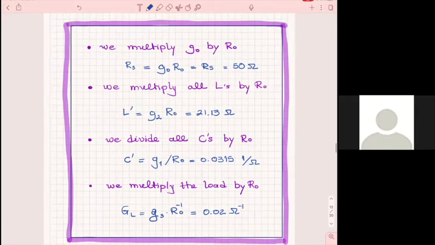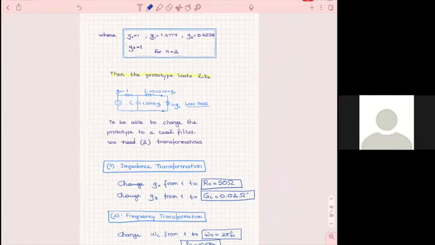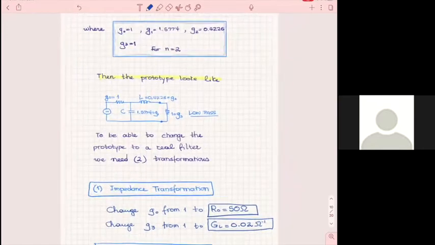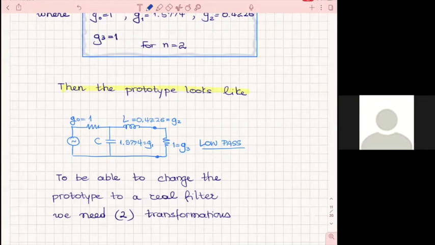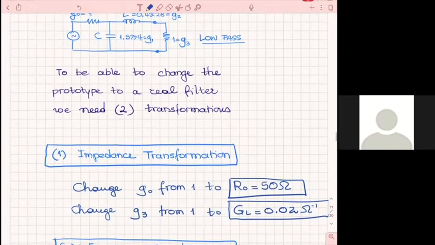Okay, last time we finished with a prototype. We created this prototype, and it was n equals 2, as you can see, type of a prototype. And now we have to move the prototype into a real low-pass filter, because the prototype is nothing, all right? It's just a tool.